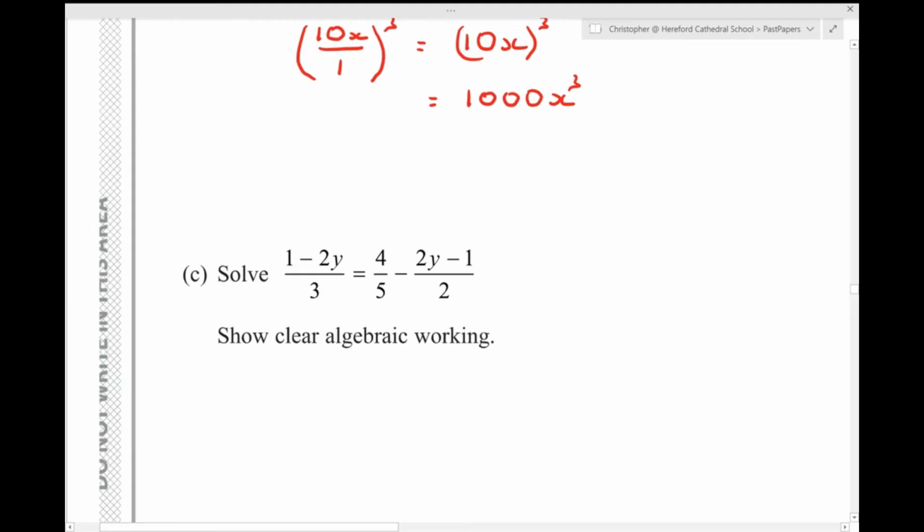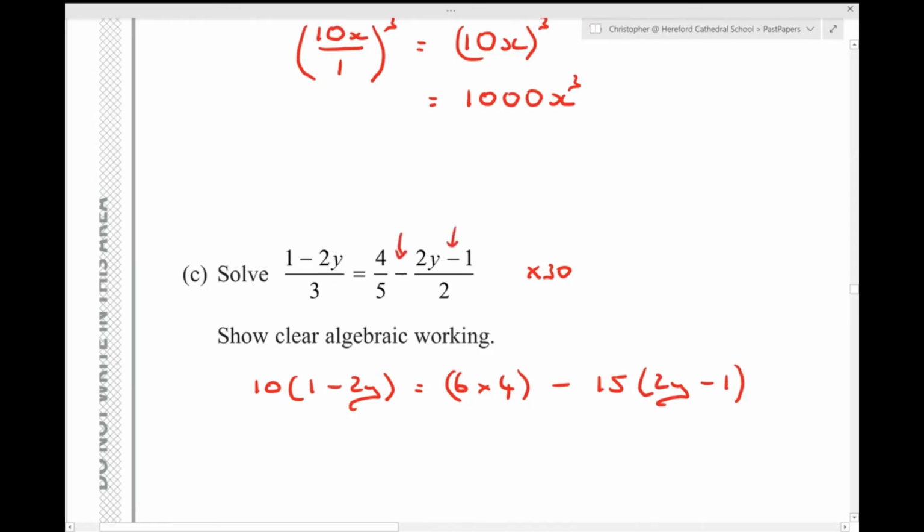I'm going to multiply the whole equation, everything in the equation, by something which 2, 5, and 3 all go into so that it cancels nicely. So I'm going to multiply everything by 30. Now, if I multiply something over 3 by 30, then I end up with 10 of the somethings. 4/5, if I multiply that by 30, I'm going to end up with 6 of the 4s, minus something over 2 multiplied by 30, I'll end up with 15 of whatever's on the top. And look out, I'm putting a bracket in there so I don't mess up my signs, because I've got a minus, a minus here. Okay, so multiply out that bracket. 10 minus 20y equals 24 minus 30y plus 15.